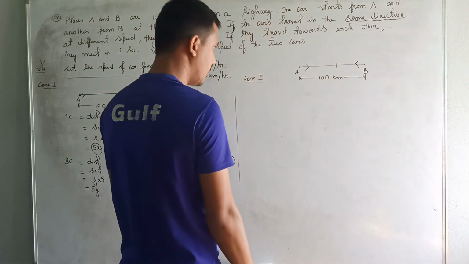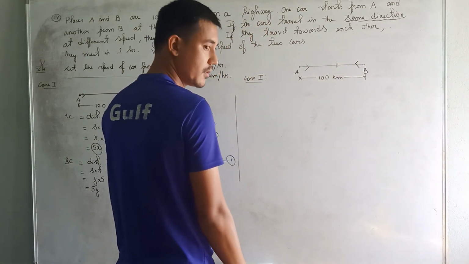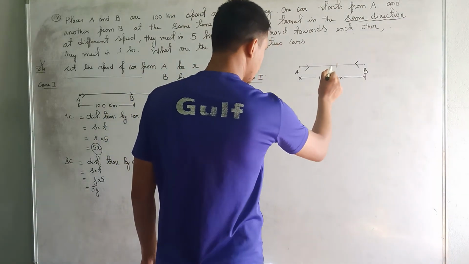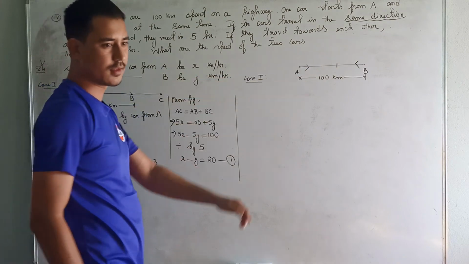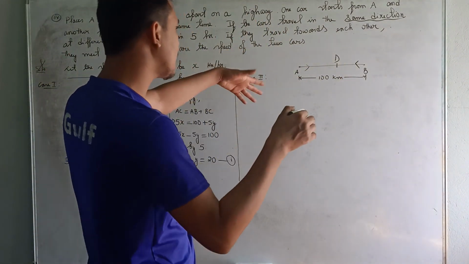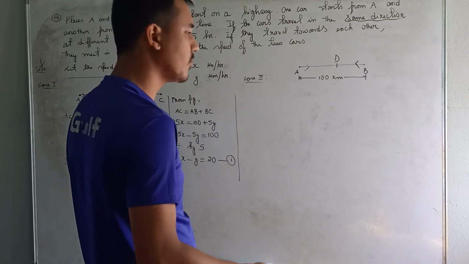What should I name the meeting point? Let's say you can give X, Y, Z. You can give any letter that you like. Let's call it D.